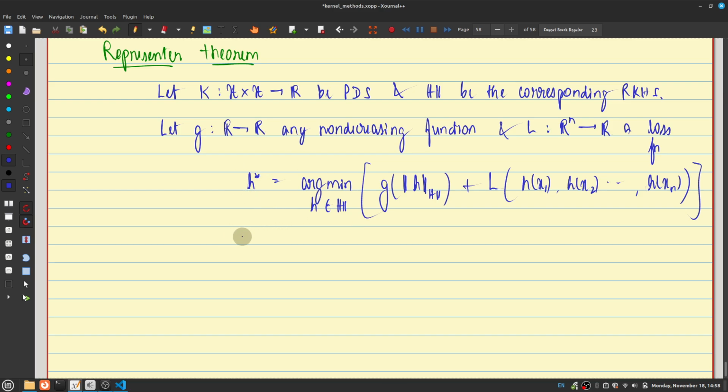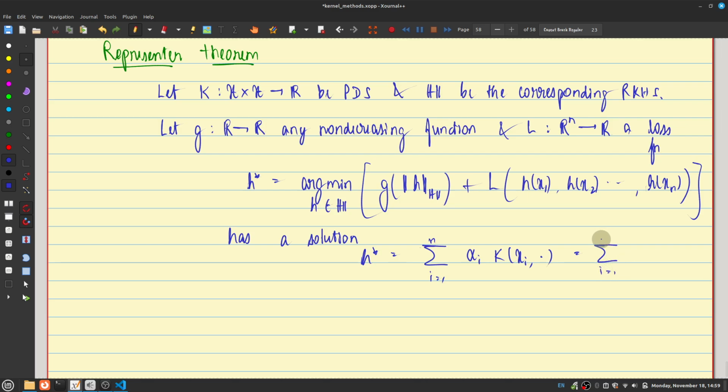So any such problem has a solution h star, which is just a linear combination of k of xi, which is nothing but summation i equal to 1 to n alpha i k of xi.